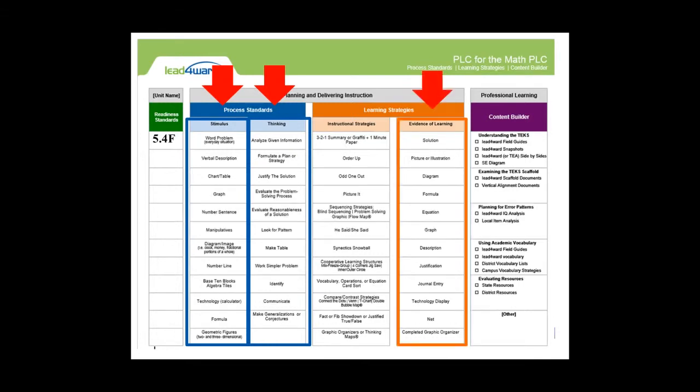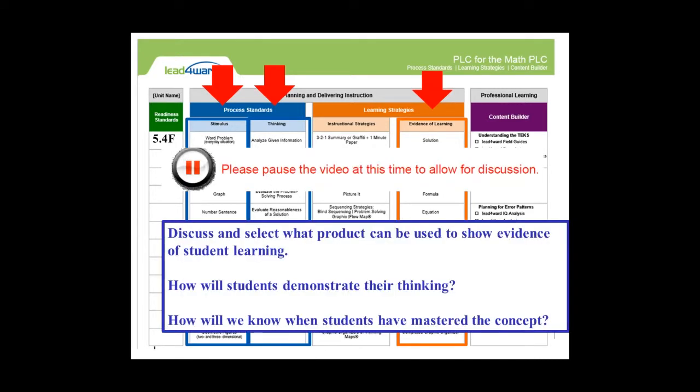Look at the Evidence of Learning column. Discuss and select an appropriate product that can be used to show evidence of student learning, which matches the rigor of our hotspot TEK. Questions to think about when selecting evidence of learning: How will students demonstrate their thinking? How will we know when students have mastered the concept?